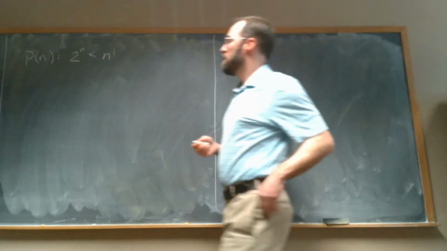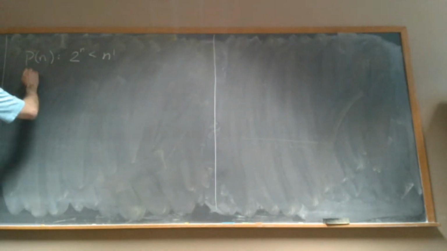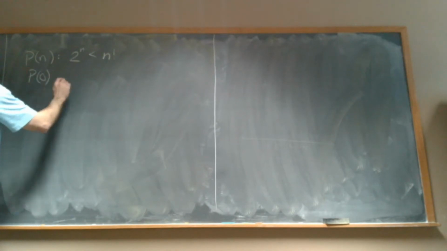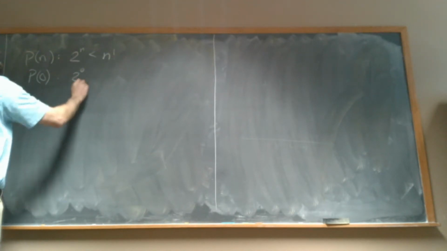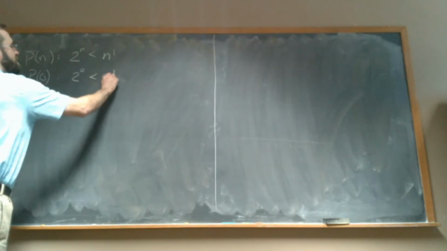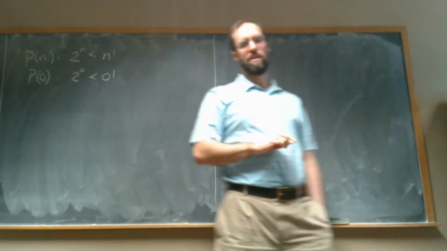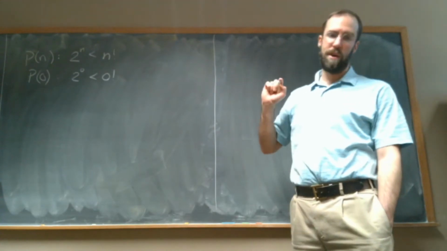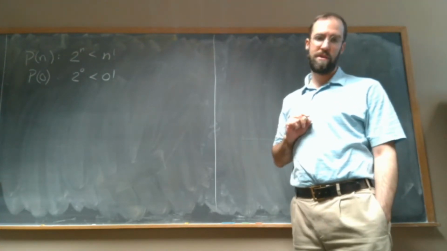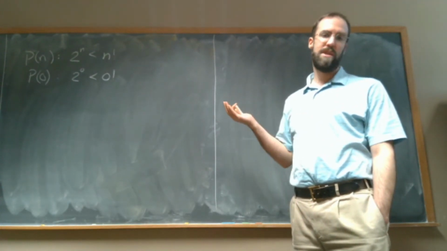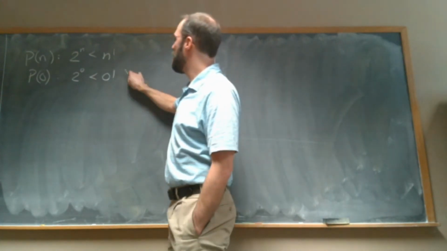But something funny happens. If we think about what our base case would be, P of 0 says 2 to the 0 is less than 0 factorial. This is actually false, right? 2 to the 0 is 1. 0 factorial is also 1. So 1 is not less than 1. So this is not true.